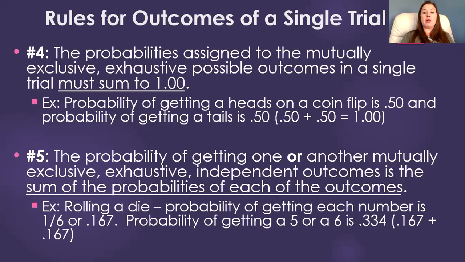The probability of getting a 5 or a 6 then is just the sum of the probability of getting a 5 and the probability of getting a 6. So the probability of rolling a 5 is 0.167. Probability of rolling a 6 is 0.167. So rule number 5 tells us if we want to find the probability of getting one or another, we add those two together.